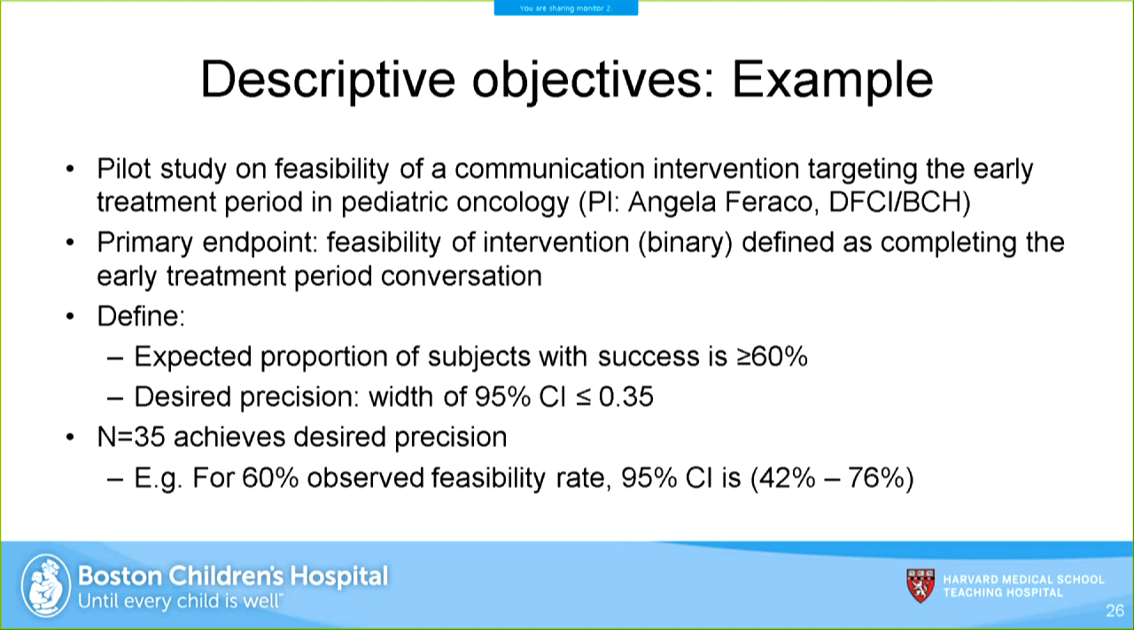So if we did the calculation for the sample size, a sample size of 35 individuals will achieve this desired precision. So for a 60% observed feasibility, the confidence interval is 42% to 76%.